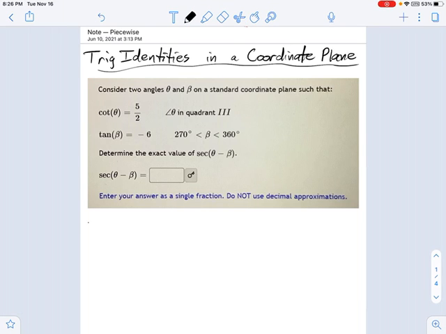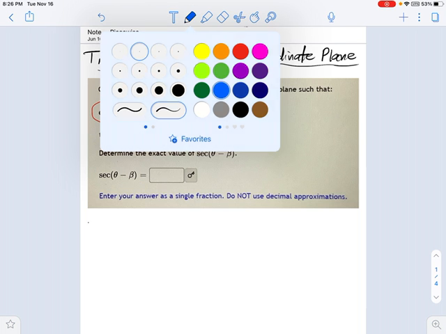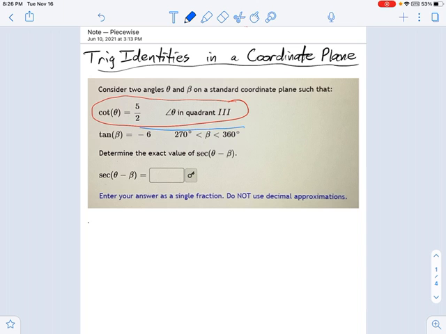Given that we have an angle in quadrant 3 whose cotangent is 5/2, and we have another angle in what looks like quadrant 4 whose tangent is -6, we want to determine the exact value of secant of the difference of these angles. Okay, secant of theta minus beta.